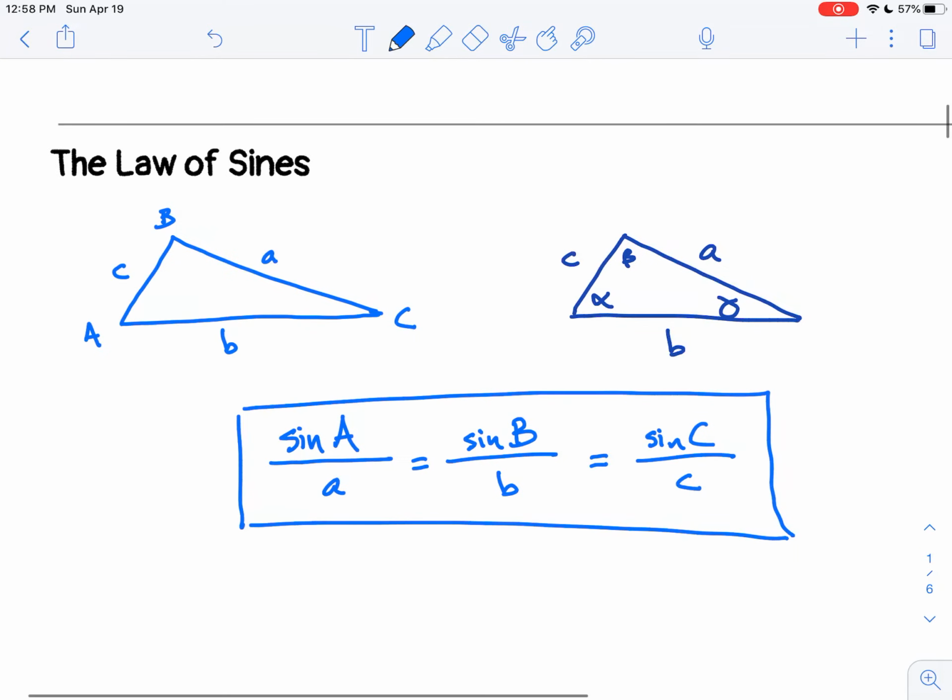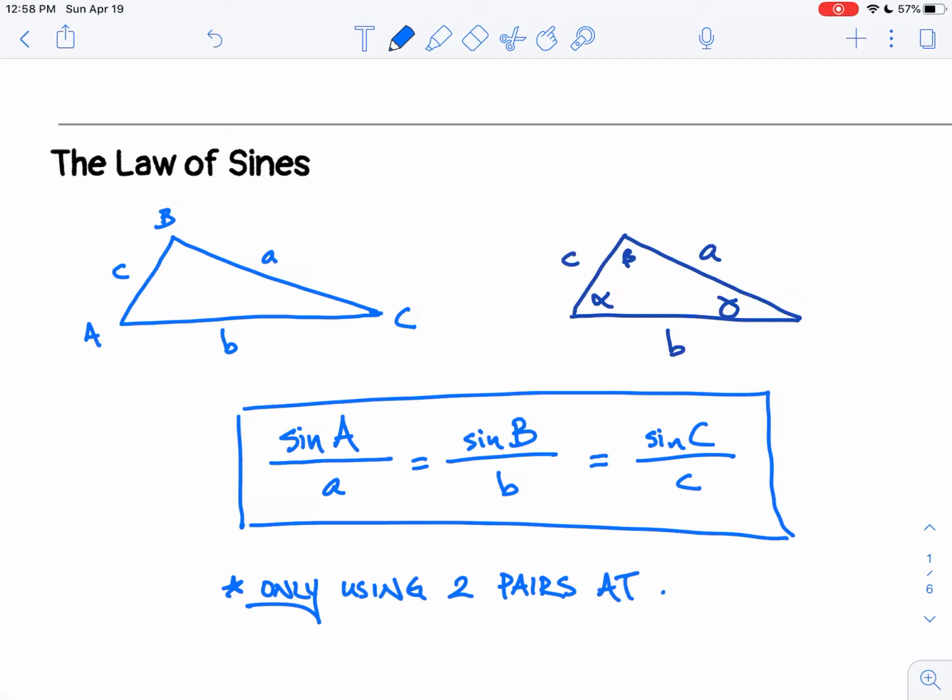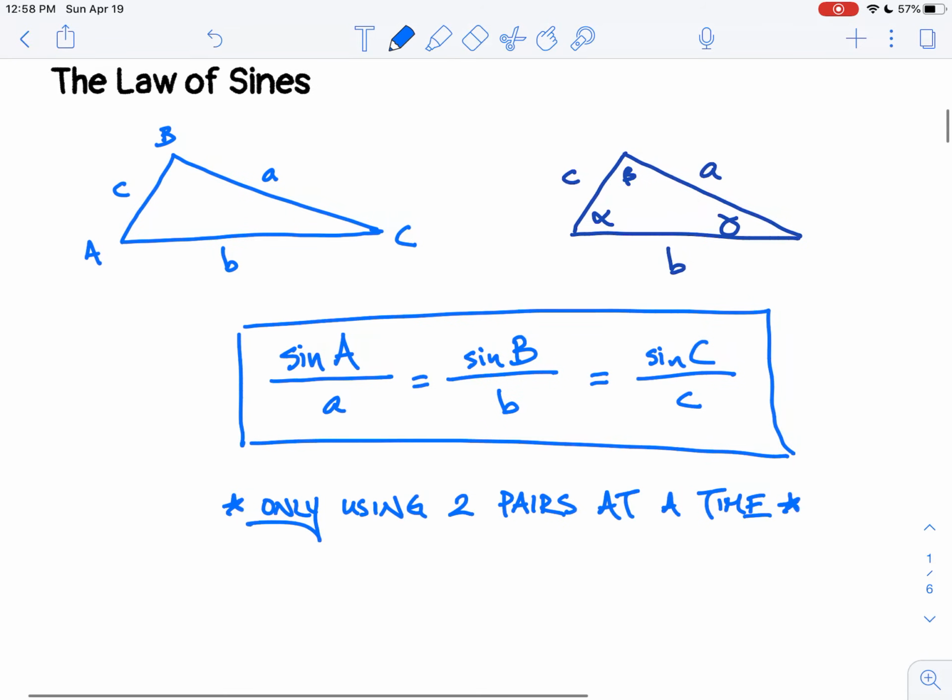But I just want to make a note here for us that we're only using one or two pairs at a time. Okay, so even though the formula looks kind of long, we're only going to use two pairs at a time. All right, so we're going to jump right into some examples and see how this works, and then we'll figure out how to apply this rule.